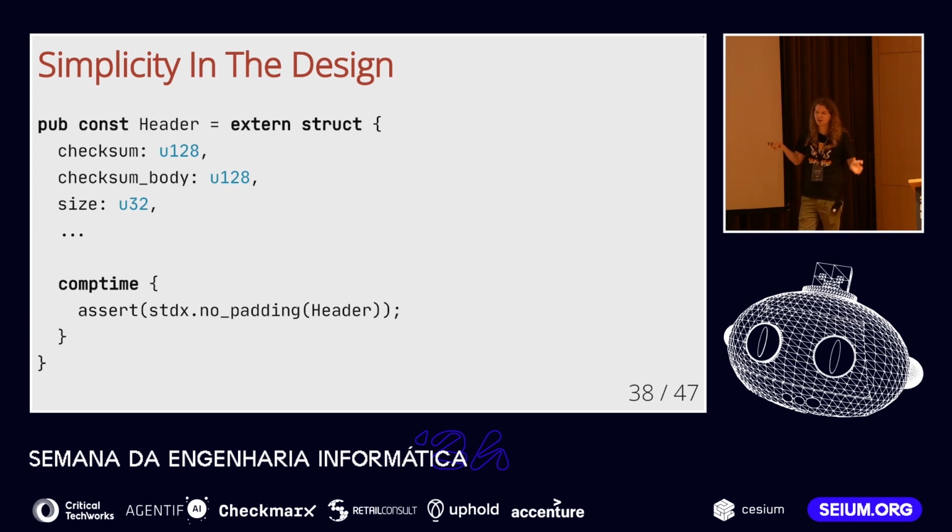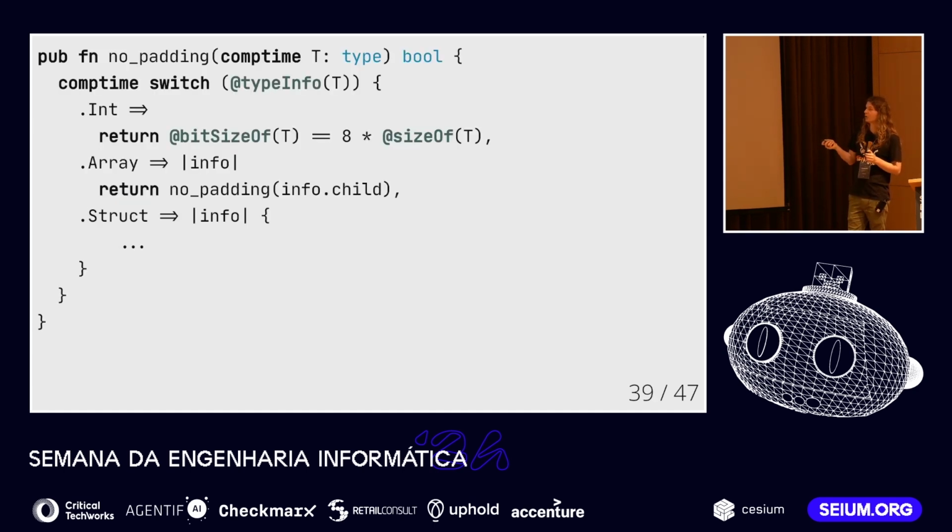Because padding in network protocols could be used for who knows what. You really want to nail down every single bit of what is going over a network. And the magic of Zig here is that you could write a simple function in Zig to check that a struct doesn't have padding. I won't show the full implementation of this no-padding helper function, but basically we have a type, we reflect at compile time on the shape of this type, and we check that every struct doesn't have padding.